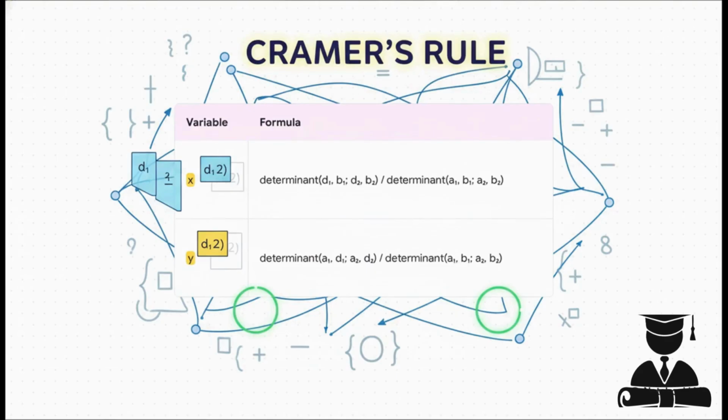And bam, here are the formulas. As you can see, to find x or y, you're just calculating a fraction made of two determinants. But what's really cool is the pattern. Look at the denominator. It's the exact same for both x and y. It's always the determinant of the original coefficients. The real magic happens in the numerator. To solve for x, you just take the x coefficient column and replace it with the constants. To solve for y, you guessed it, you do the same thing for the y coefficient column.